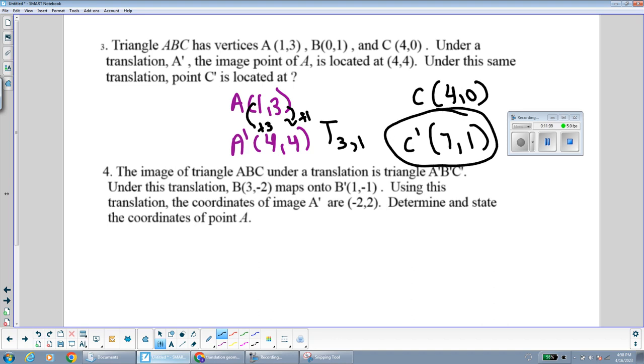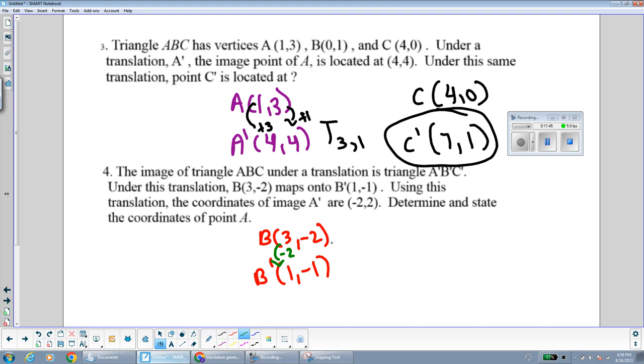Okay, the next says the image of triangle ABC under a translation is triangle A prime, B prime, C prime. Under this translation, B maps onto B prime. So let's figure out what that translation was again, because if we're going to have to use it in some way, we need to know what happened to get from B to B prime. So from 3 to 1, that's subtracting 2.